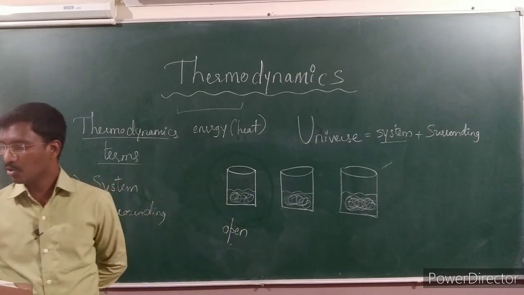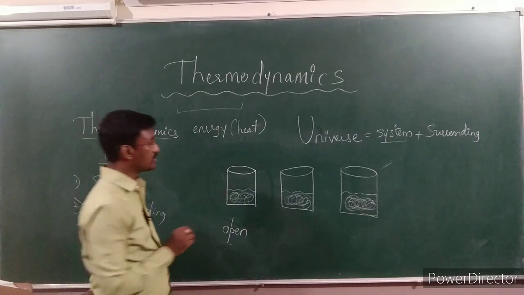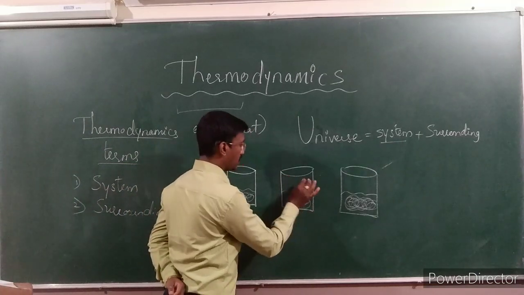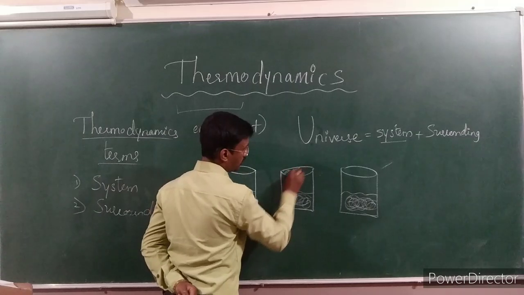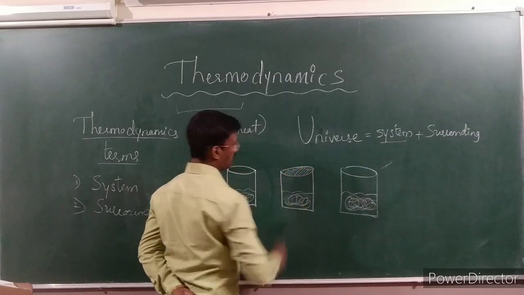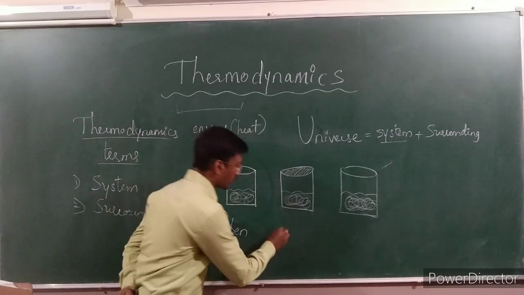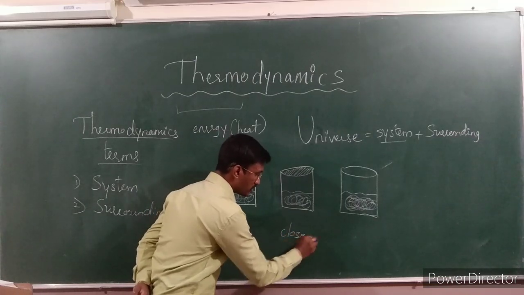The second one is the closed system. Here, this is a glass. Here the glass is open. Here the glass is closed, completely closed. Therefore, we are going to call that a closed system.